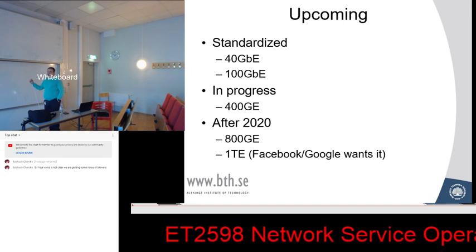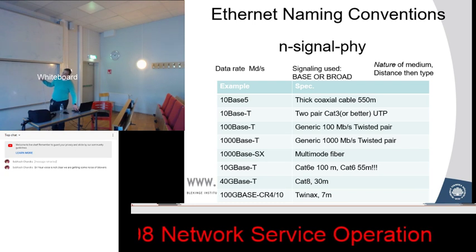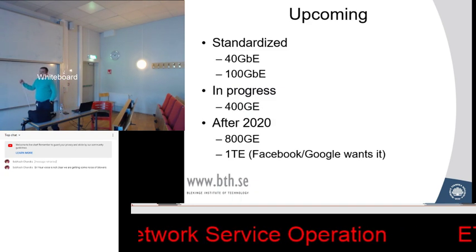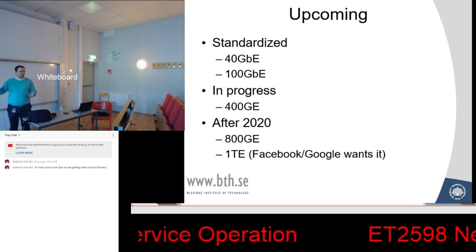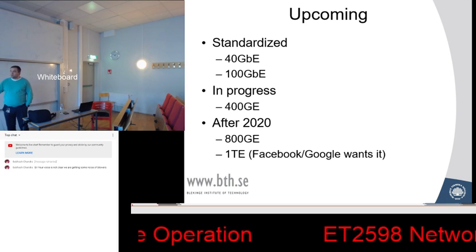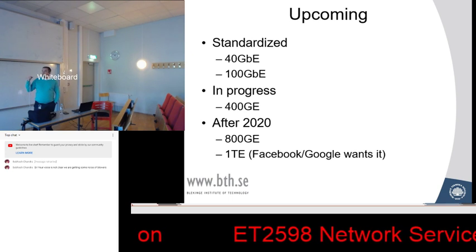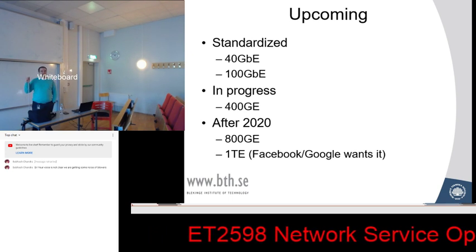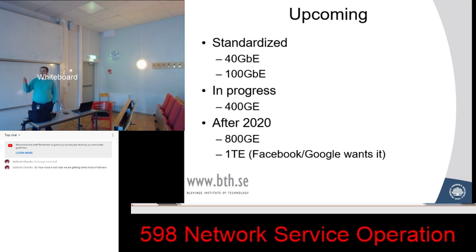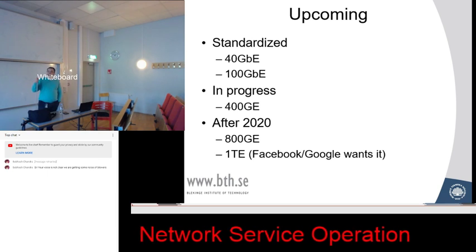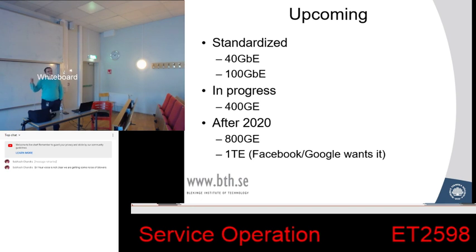So the upcoming standards: well, I have 40 gigs and 100 gigs. Those have been standardized, so you can buy products using these technologies. They cost, however, a lot of money. In progress is the 400 gigabit Ethernet. I think there's also an 800 gigabit Ethernet going on. And then eventually we will get terabit Ethernet. That's a lot of speed.